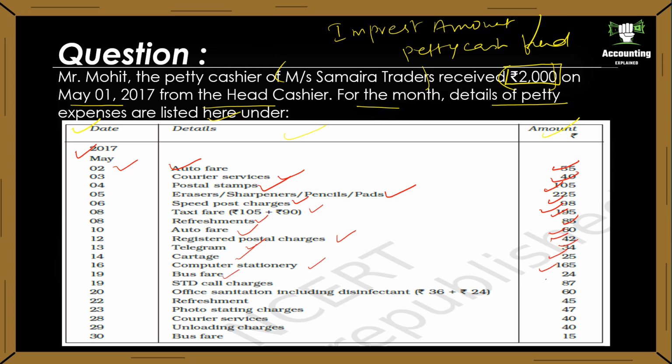bus fare 24, STD call charges 87, office sanitation including disinfectant 60, refreshment 45, photostating charges, that is photocopy charges or the Xerox charges, all the same. Okay, 47 rupees, courier services 40, unloading charges 40, and the last for the month is bus fare rupees 15.